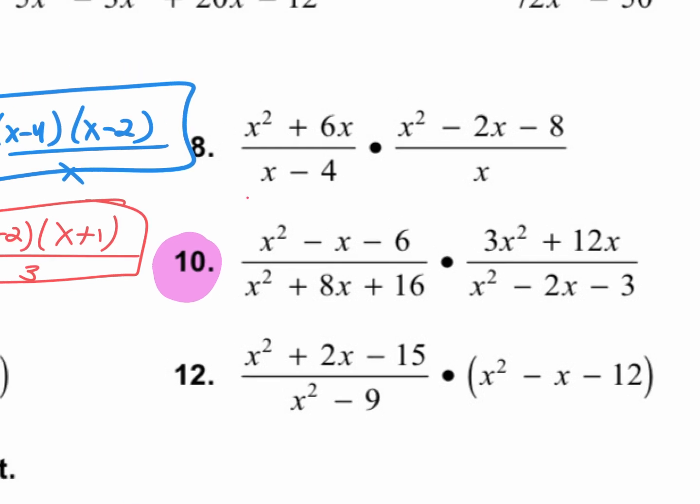Top left. What times what is going to give me a negative 6 when I multiply, but a negative 1 when I add? x minus 3 and x plus 2. All right, bottom left. What times what is going to give me a 16 when I multiply, but an 8 when I add? Plus 4, plus 4.